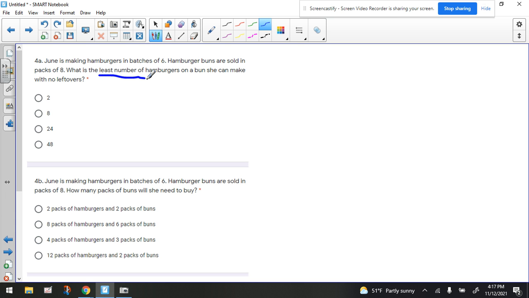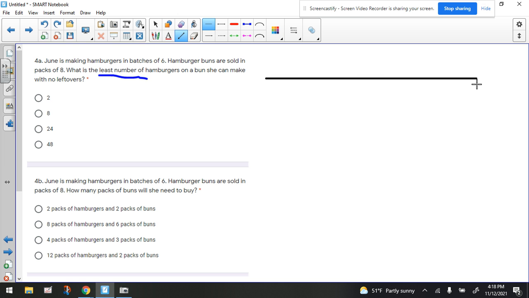So we have a couple of approaches that we can take. Since we are dealing with single digit numbers, listing out the multiples would not be horrible, and using prime factorization would also work just perfectly fine. So let's explore both strategies. If we're going to list out the multiples, we're going to list out our multiples of 6 and our multiples of 8.